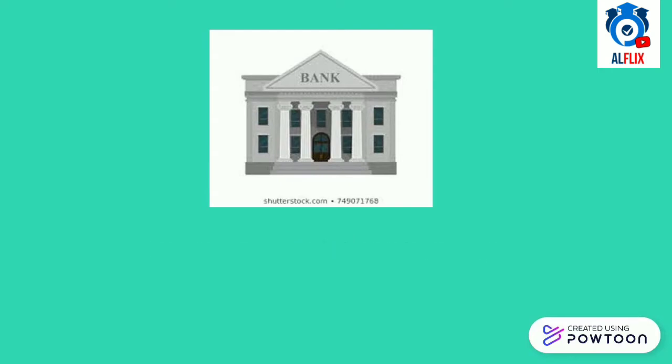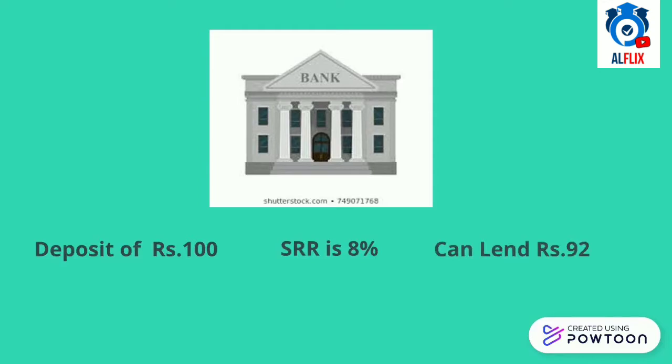Assume the bank has a deposit of 100 and the SRR is 8%. Then the bank should keep 8 rupees with the central bank and lend the balance 92. So if the SRR is 10%, then the bank will have the ability to lend only 90 rupees this time. So CBSL, if they want to reduce the money supply, would increase the SRR, or vice versa if they want to increase the money supply.